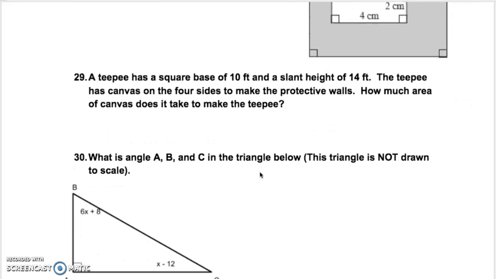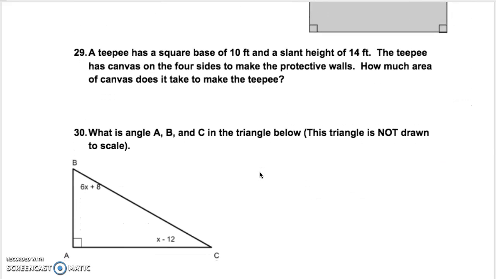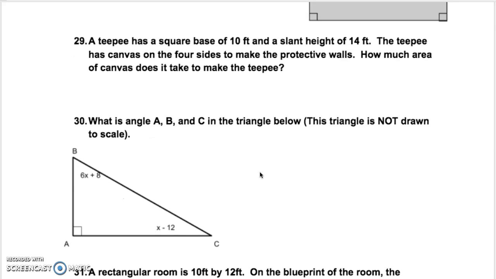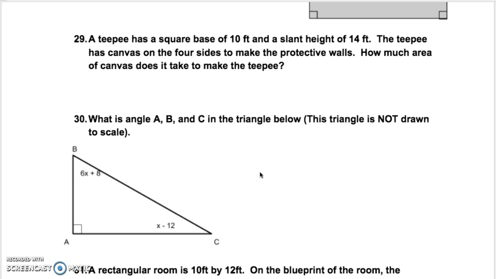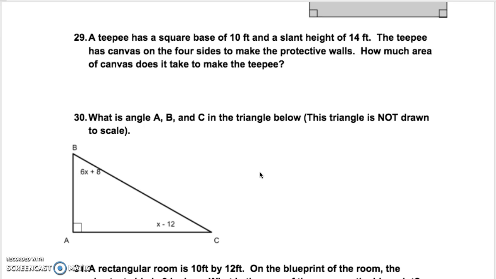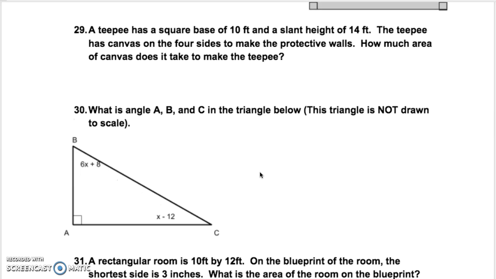Number 29, a teepee has a square base of 10 feet and a slant height of 14 feet. The teepee has canvas on the four sides to make the protective walls. How much area of canvas does it take to make the teepee? Remember, guys, we did a problem similar to this on the FA 18.